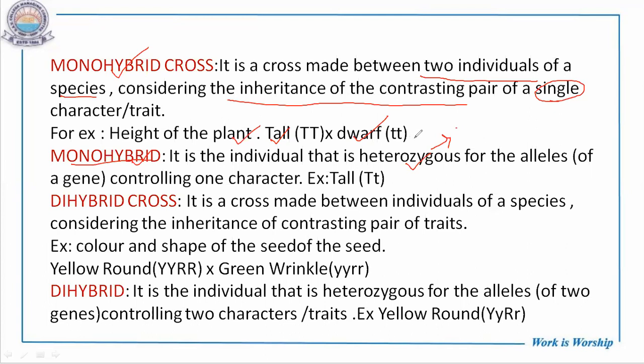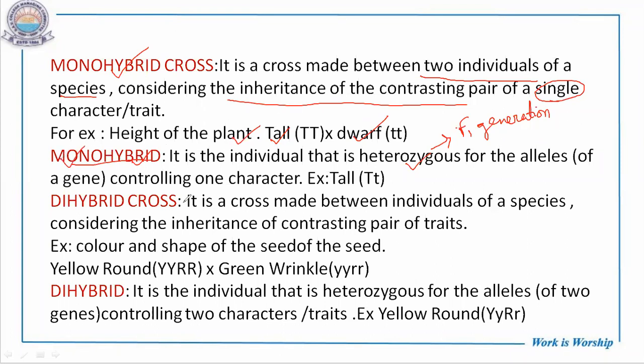Only heterozygous and nothing else you will find. That will only be in the F1, the first generation. Is that clear? Yes, ma'am. So this hybrid here stands for the F1 generation where you get a heterozygous. But mono means, remember, always a single character.